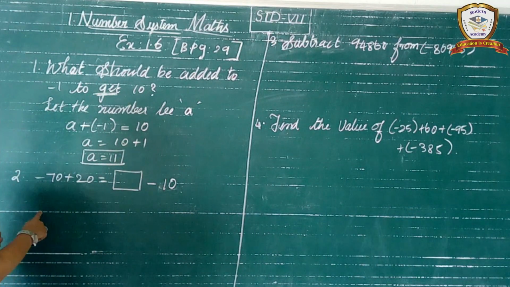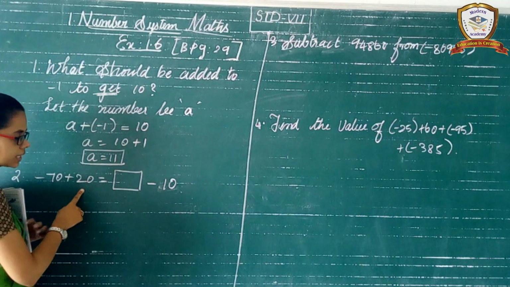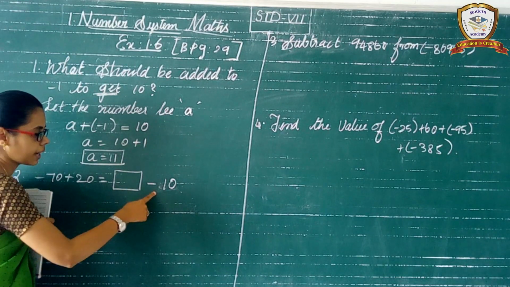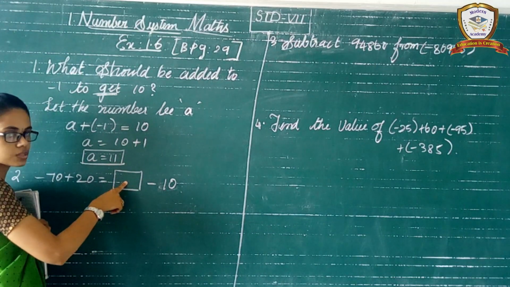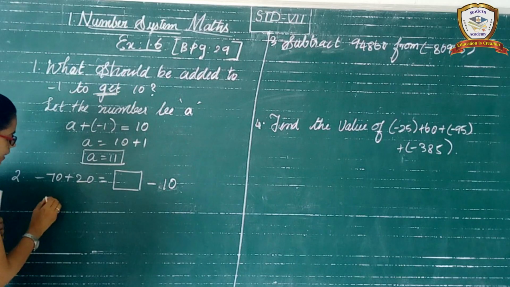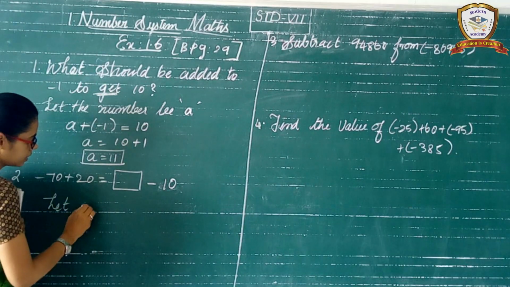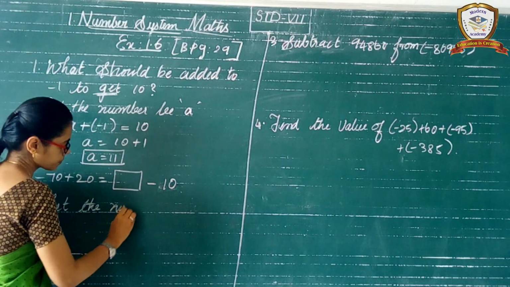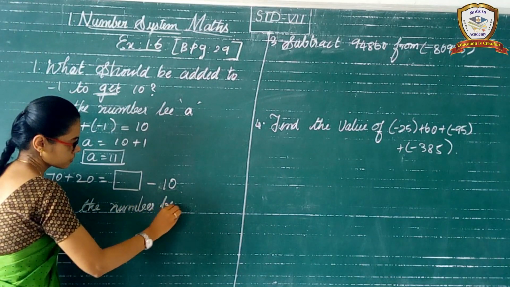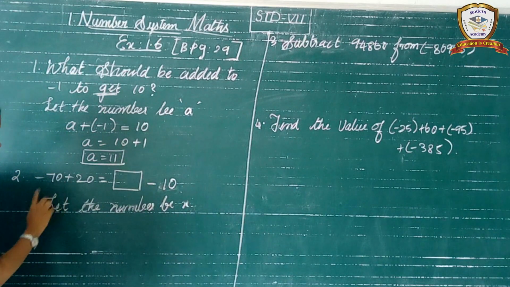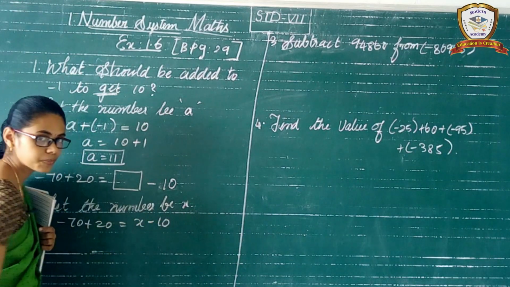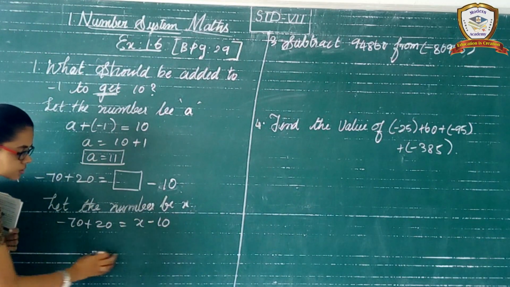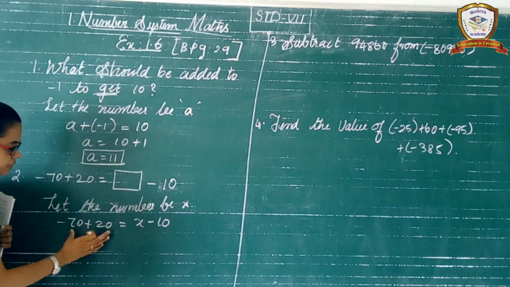Okay, next see the second question. Minus 17 plus 20 equal to box minus 10. Clear? So we have to find the unknown values. Let us consider the unknown values for x. Let the number be x. Okay, so minus 17 plus 20 equal to x minus 10. Right? See, minus 10 goes to this side means plus 10. Or otherwise we have to simplify these two. First of all we have to simplify this.